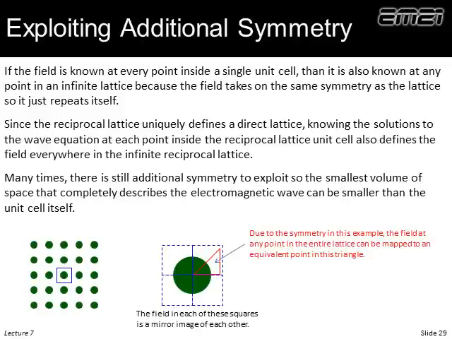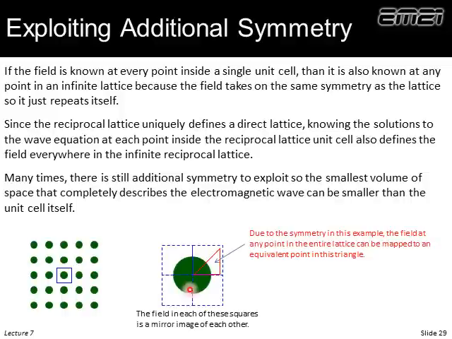Well, it turns out sometimes there's even more symmetry than we can exploit. So let's look at a square unit cell, and maybe it has a dielectric rod in the middle. And we want to calculate the electric field everywhere. Well, right away, we can see that the left half and the right half are mirror images. So why don't we just calculate the electric field on the right half and then mirror those over to reconstruct the left half? We've just cut our problem by half.